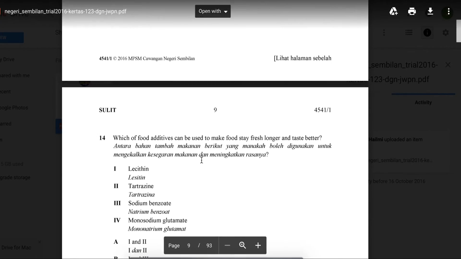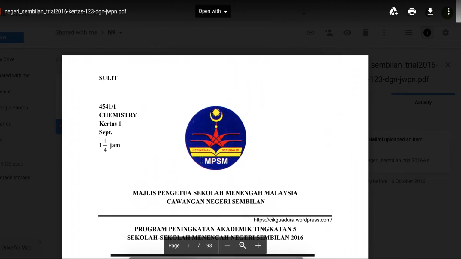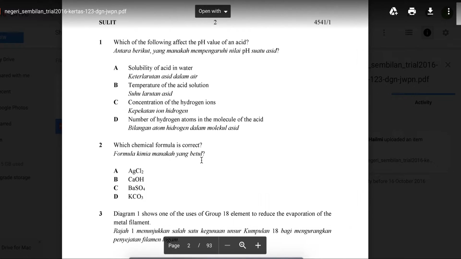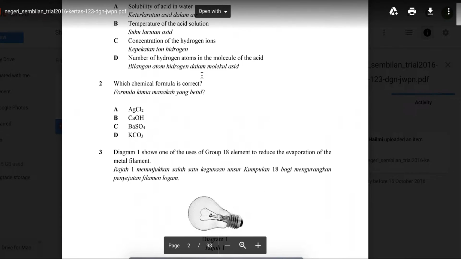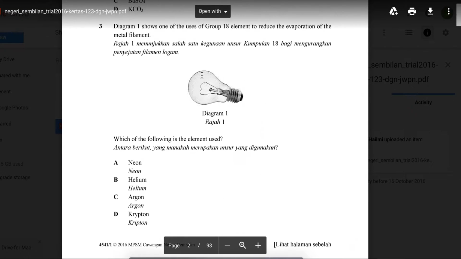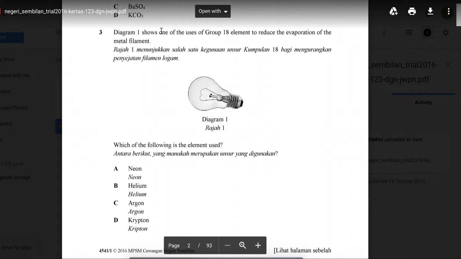Okay, let's look at all the paper 1 questions, guys, for the periodic table. This third question: Diagram 1 shows one of the uses of group 18 elements to reduce the evaporation of metal filament. Which of the following is the element used? Before I answer this, I'm going to teach you John's way of solving problems. We're going to break the problem down and then talk about it and then answer.